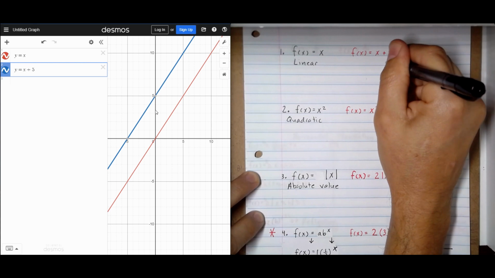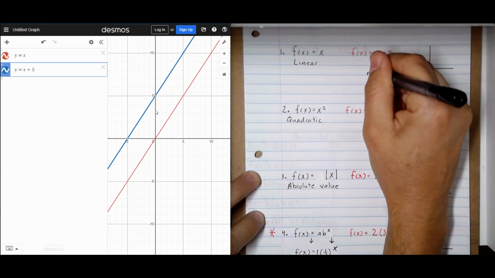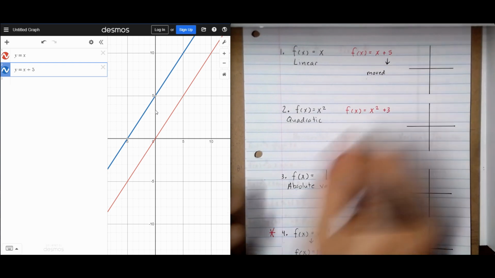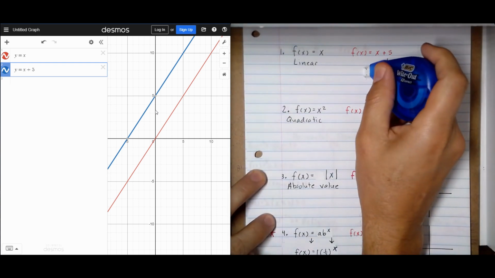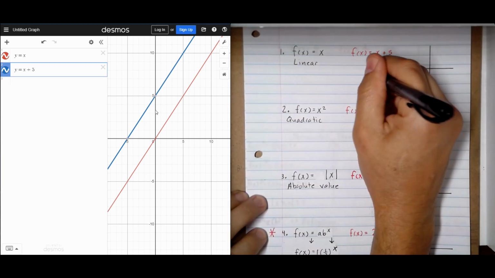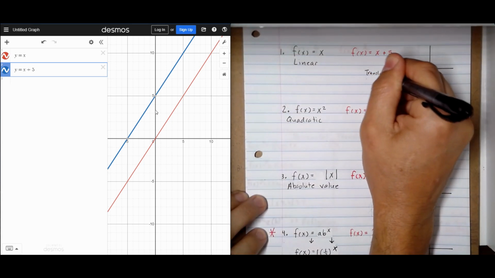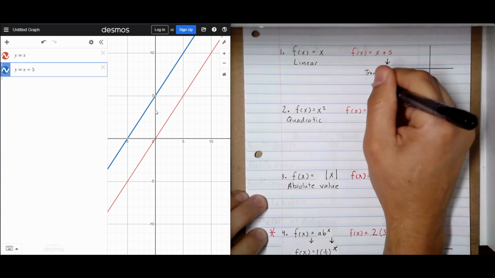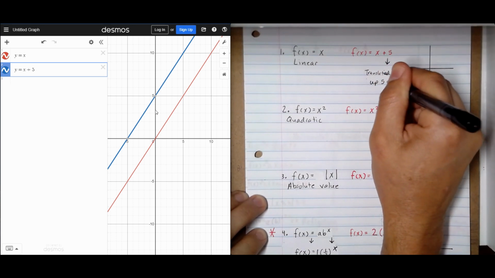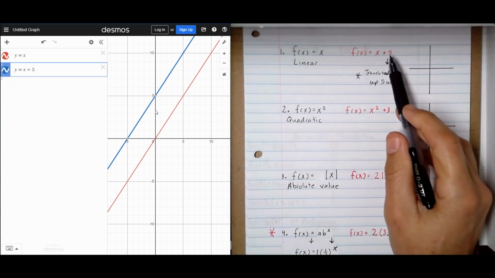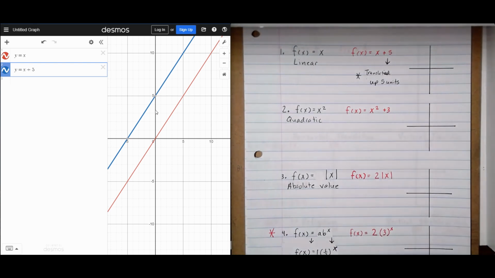I'm going to draw an arrow, and I'm going to say moved, or you know what, let me rephrase that. Let's not use the word move, let's use translated. So we're going to say translated up 5 units. So that's all that happened. When we added 5 to it, we translated up 5 units.